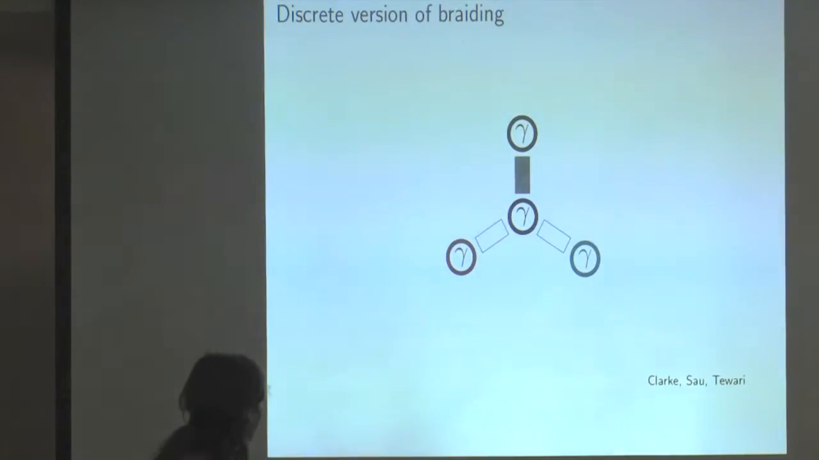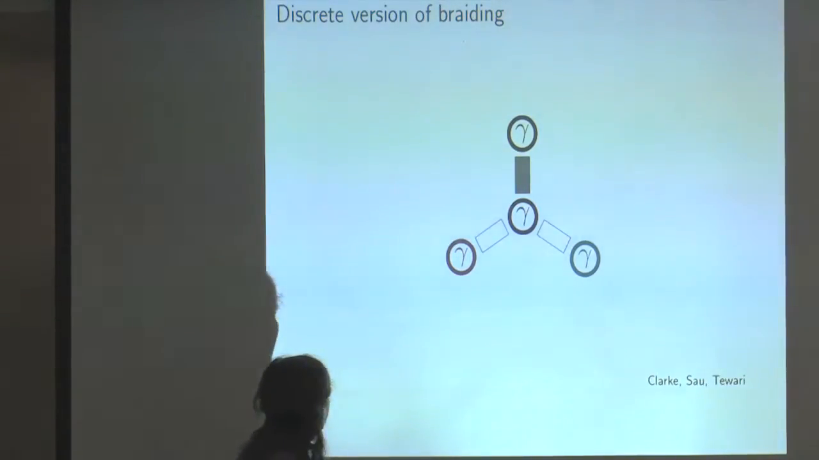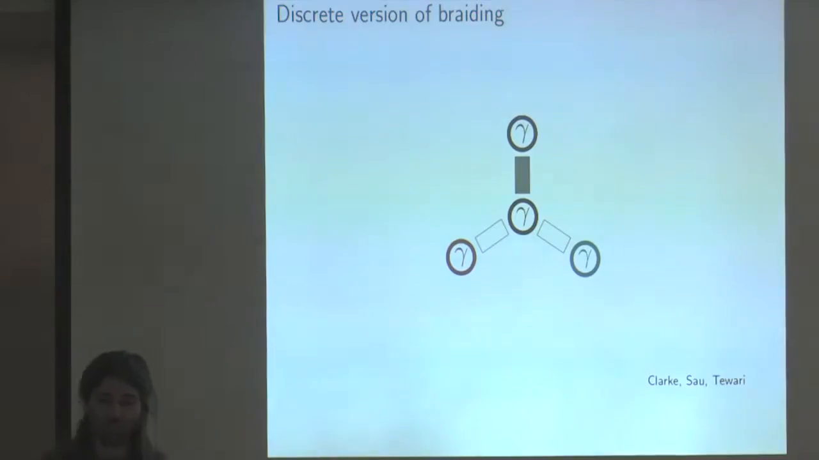The colors are somewhat of a problem. So there's a discrete version of braiding, which is much simpler. Do you see the colors here? Hardly. This is reddish, this is bluish. So this version is different from the original proposals that one would hear when discussing non-Abelian anyons, because it's discrete.